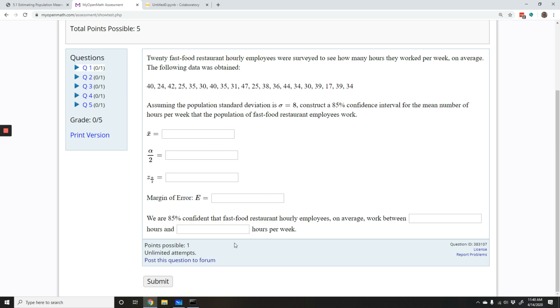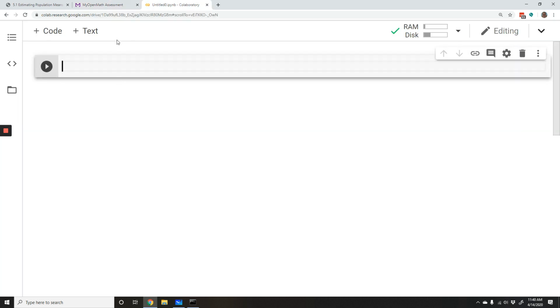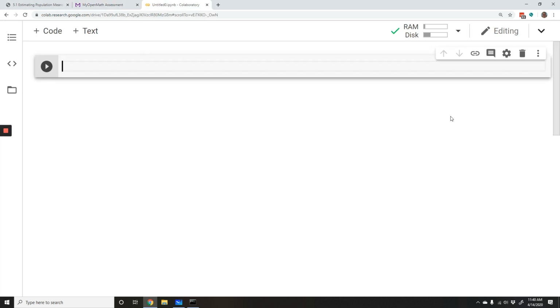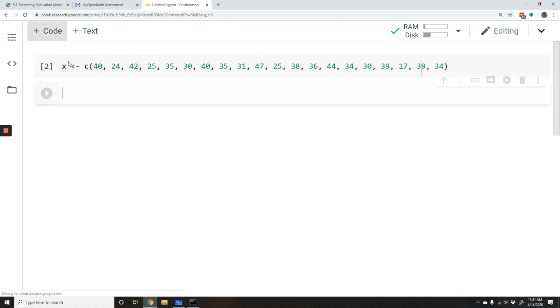This problem walks us through the steps we will need to calculate this confidence interval. We're going to start by finding x bar, which is the sample mean. To do that, I'm going to use my notebook and grab the data. I'm just going to copy and paste it over and store it in variable x. Okay, so that gets me the data. I'll run that. Now I have the data in the system.